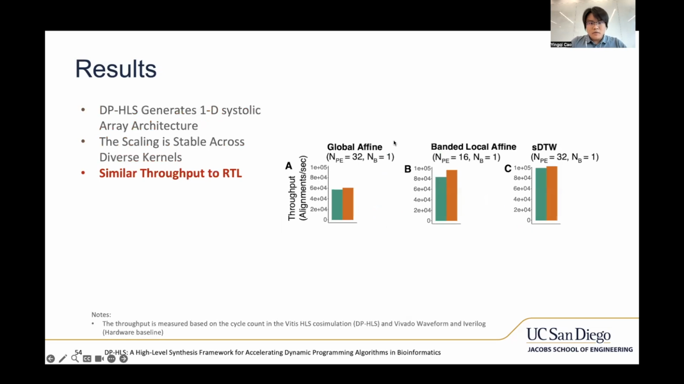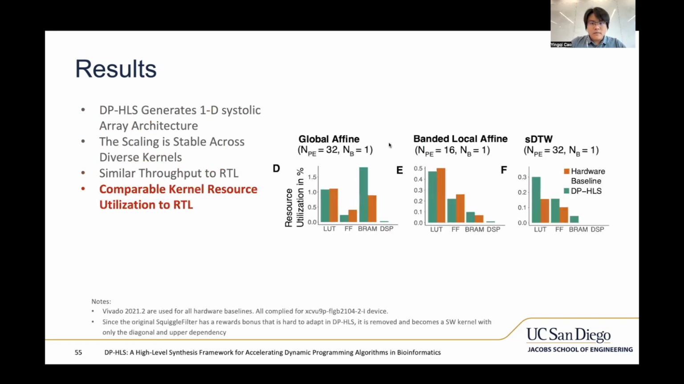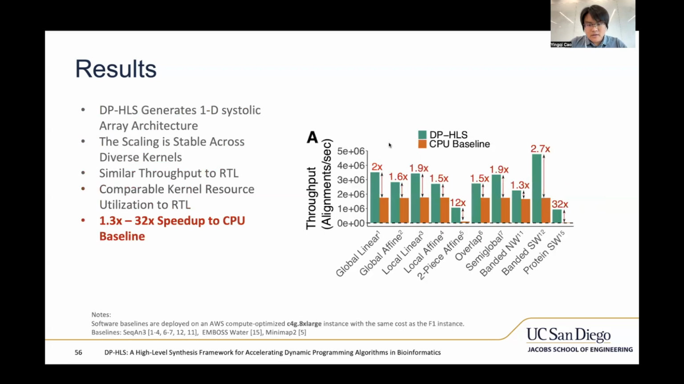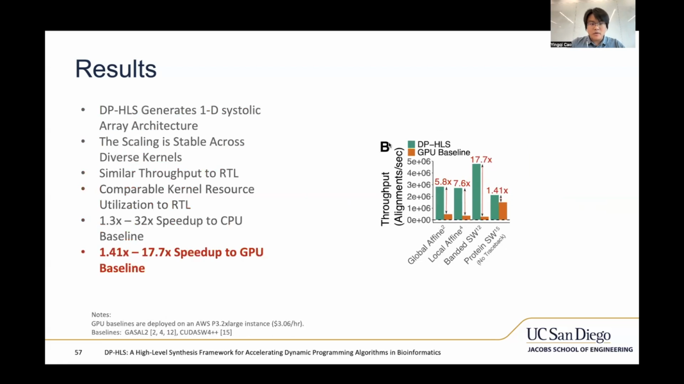Also, the throughput of the DP-HLS generated kernel is similar to the three baseline kernels which were built with RTL designs. And the resource utilization is comparable to those baselines. Compared to the CPU baselines, our kernel achieves 1.3 to 32 times speedup, and compared to the GPU kernels, we have 1.4 to 17 times speedup.